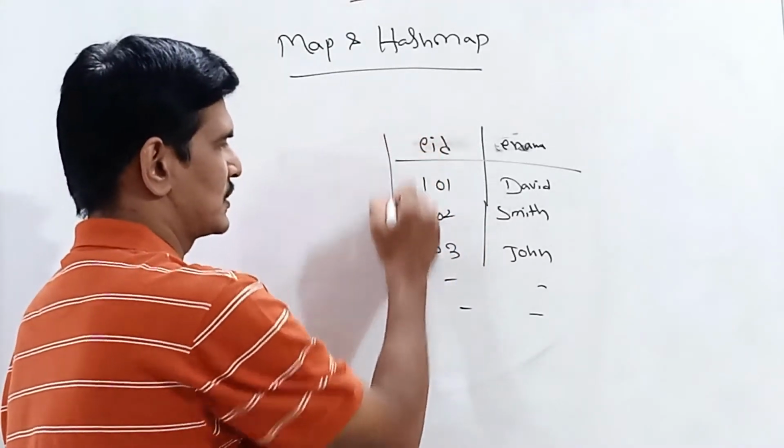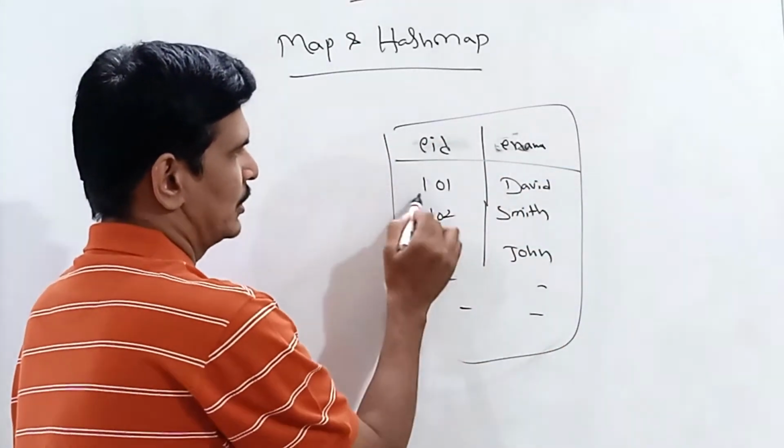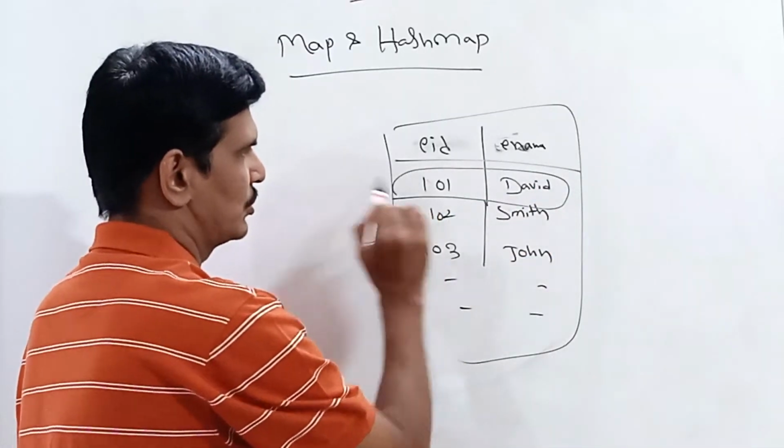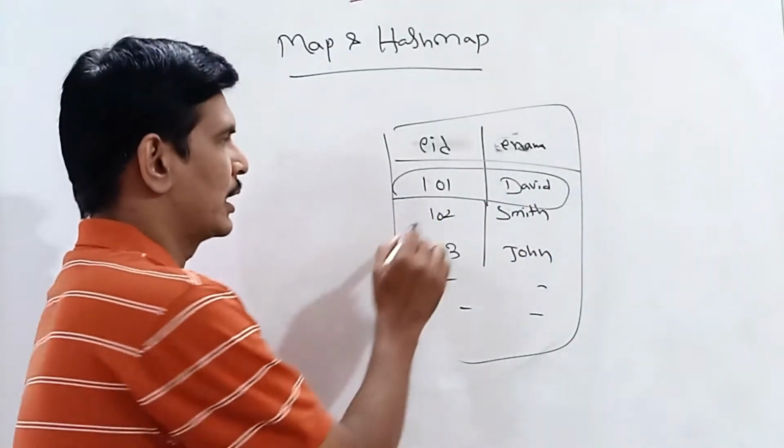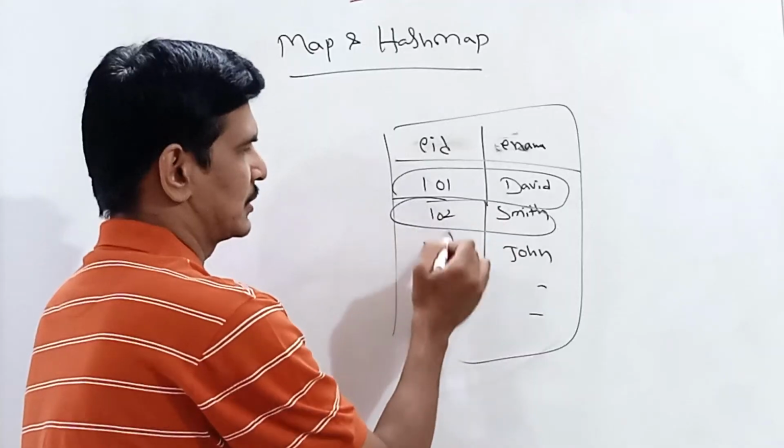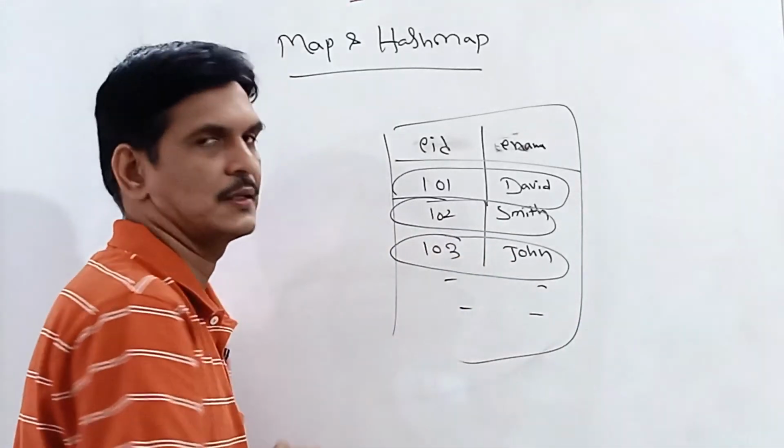Let's say I have data like this, employee IDs and employee names. So 101, and the employee name is, let's say, David; 102 and the employee name is Smith; and 103, the employee name is John. Here 101 and David is one data set, 102 Smith is another data set, and 103 John is another data set.